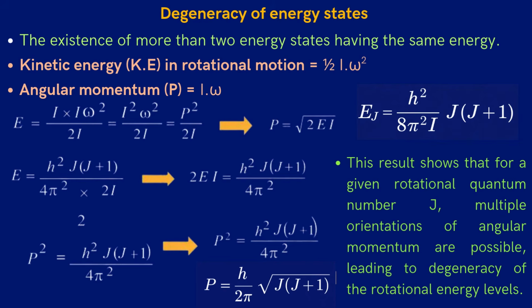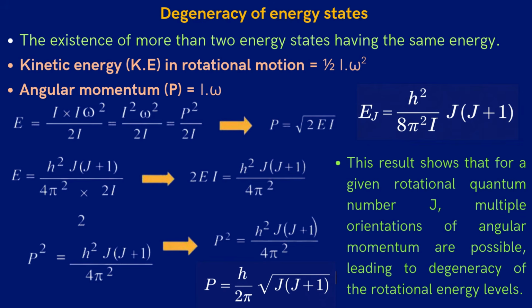The angular momentum P is defined as P equals I into omega. Substituting this into the kinetic energy expression, we obtain E equals P square by 2I. We know the rotational energy of a rigid rotator is E equal to h square divided by 8 pi square I into J into J plus 1. Finally, rearranging and solving all the steps, this equation gives P equals h by 2 pi into square root of J into J plus 1.